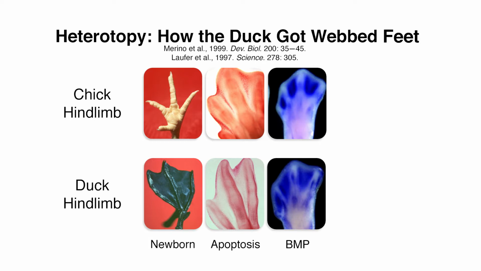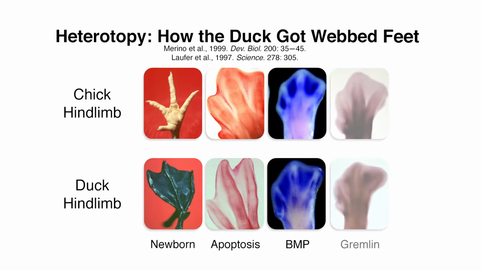So what's the difference? The difference turns out to be whether or not inhibitors of BMPs are made in the webbing of the limbs. In the duck hind limb, the gene for gremlin is being expressed, and gremlin inhibits BMPs, so that the BMPs are not allowed to signal for cell death in the duck hind limb. In the chick hind limb, gremlin and other inhibitors of BMPs are not being made. Those genes are not being expressed, and so BMP is free to cause the cell death in the webbing.